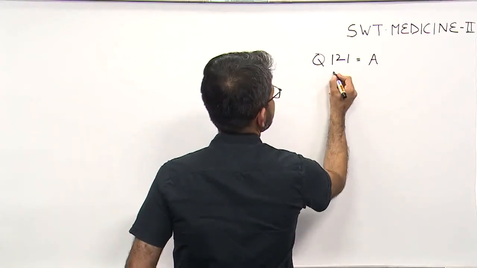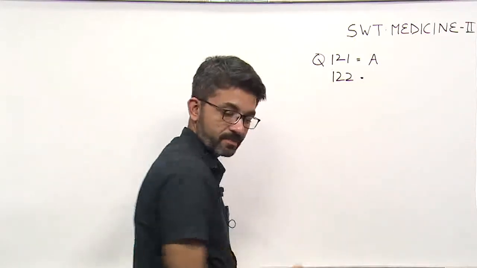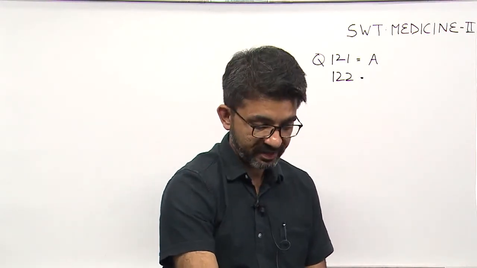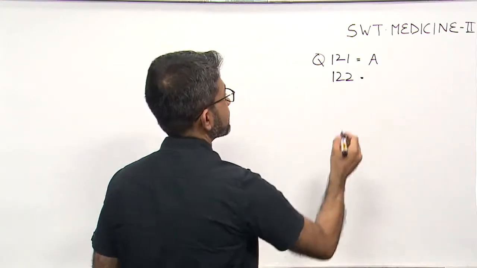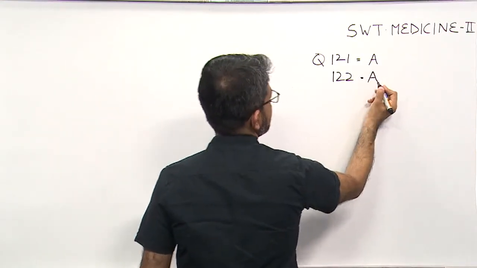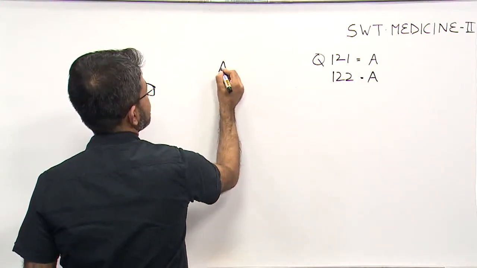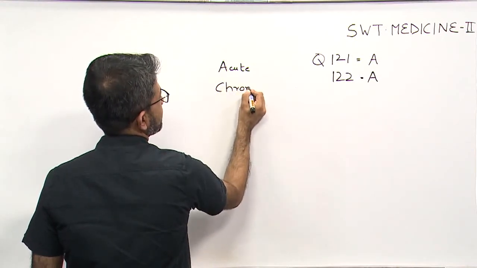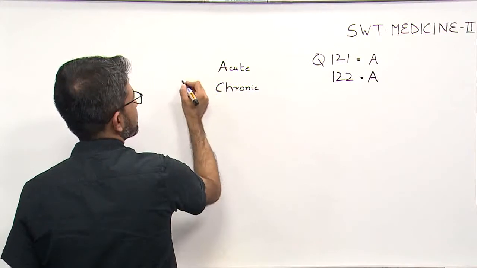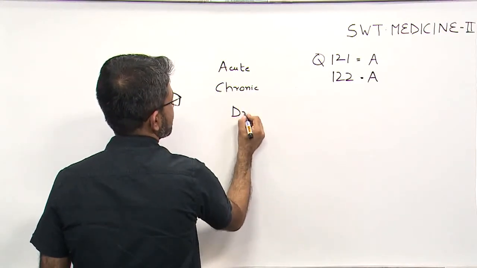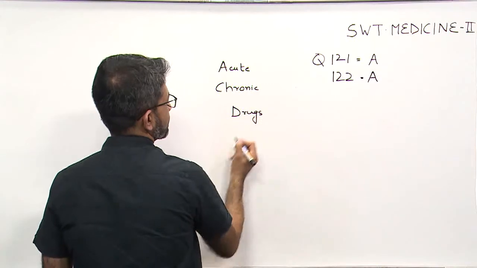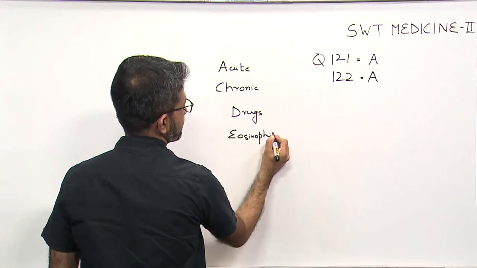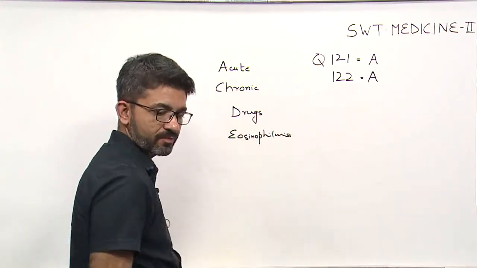Question number 122. The answer is A, interstitial nephritis. Again, it can be of two types, acute or chronic. Most commonly, the interstitial nephritis is caused by drugs, and there is eosinophiluria. All right.